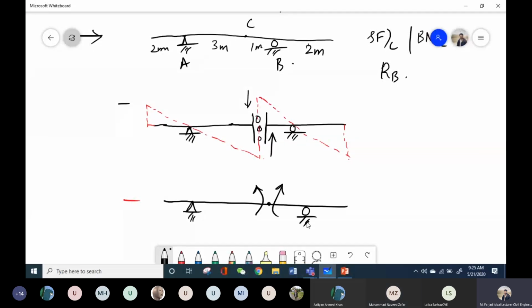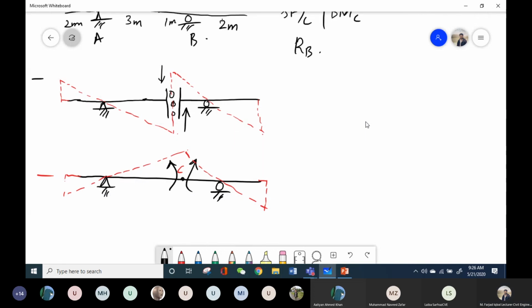Now what will happen? This part will move upwards, passing through the support, and this part will also move upward, passing through the support. So this is my shape for bending moment at point C. Okay, and what will be my shape of ILD for reaction at point C?